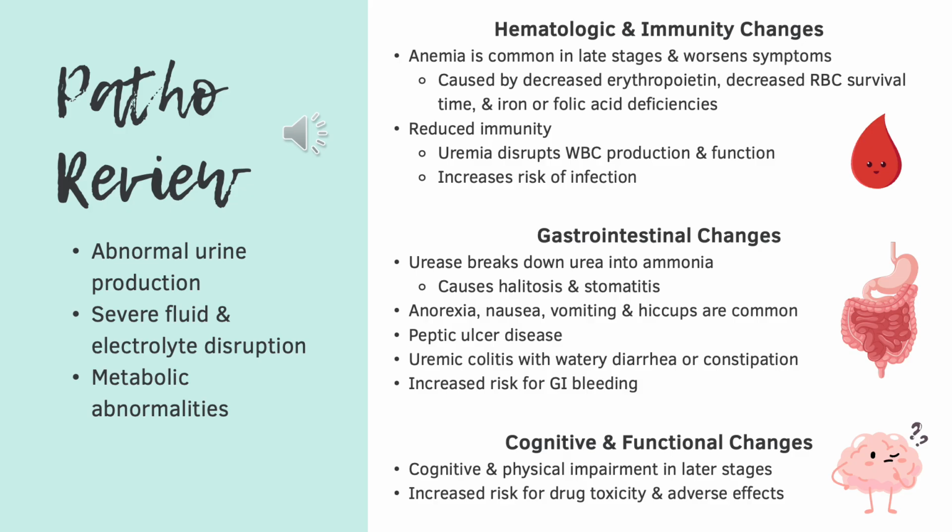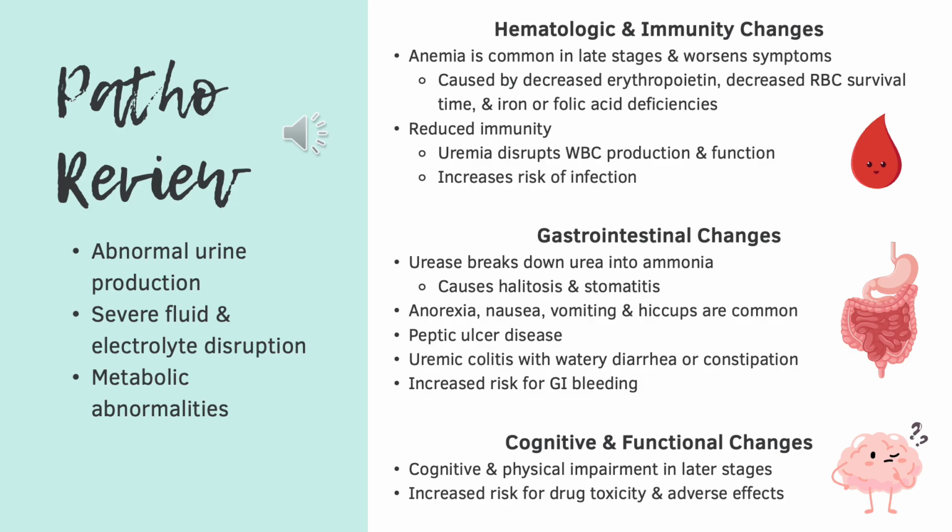So uremia affects the entire GI system. The enzyme urease in the mouth breaks down urea into ammonia, which causes halitosis, otherwise known as uremic fetor, and it also causes stomatitis, which is inflammation of the mouth. Patients can also have anorexia, nausea, vomiting, and hiccups, possibly due to the elevated BUN and creatinine levels, as well as metabolic acidosis. Peptic ulcer disease is also common, but it's not fully understood why patients develop PUD.